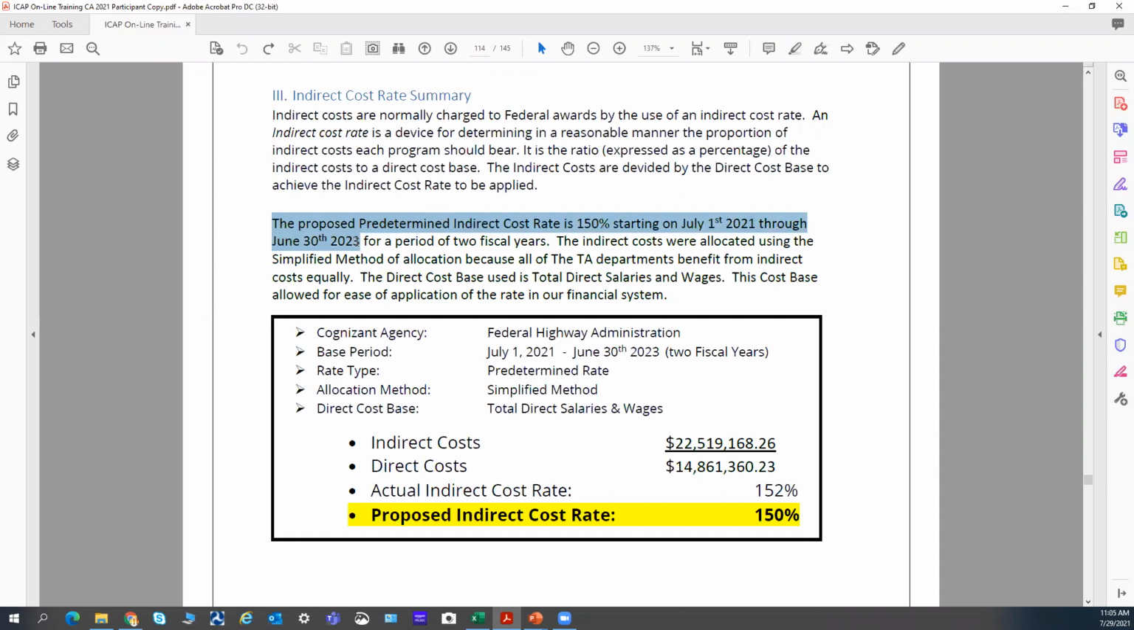This was a 2-year predetermined, so you're familiar with that. And they identify, once again, the direct cost base used as direct salaries and wages. So that's just kind of a repeat. But this is a nice little summary here.